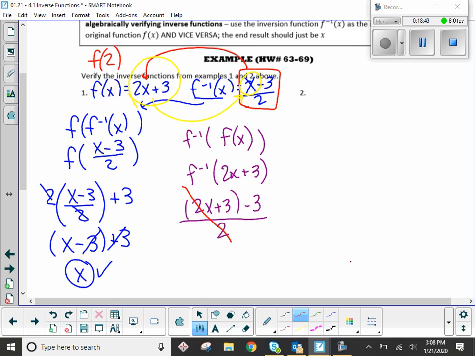You cannot do that right here. You can only cancel stuff that are factors. Factors are things that are being multiplied. This is being added to 3 and subtracted from 3. It is not available for the canceling yet. So here's what you have to do instead.